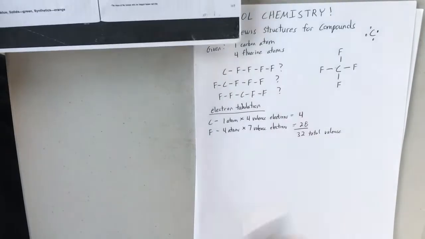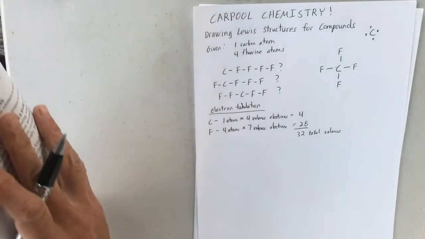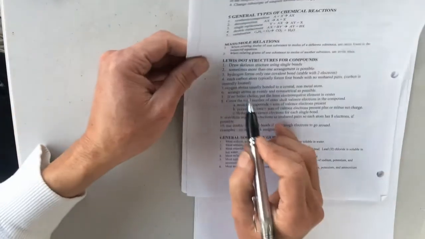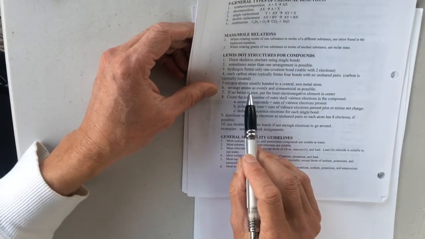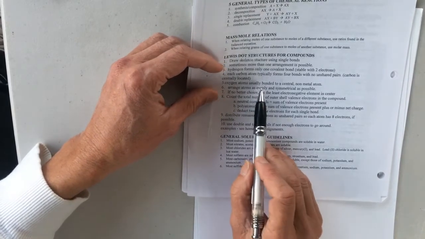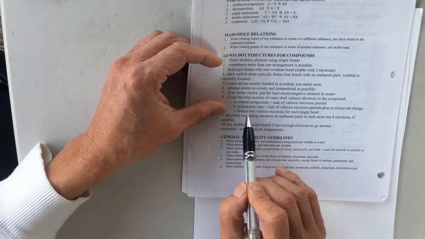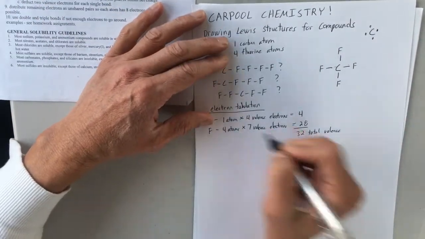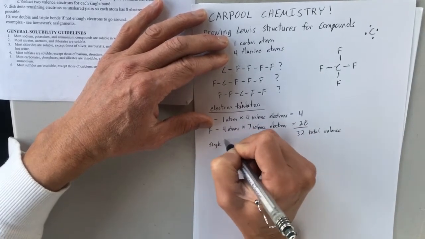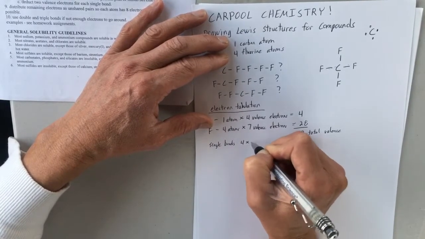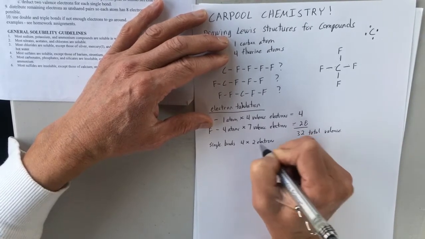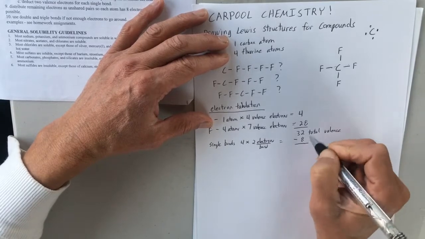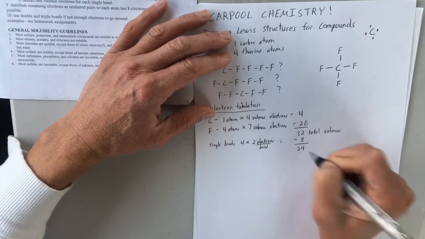Well, let's take it a step further. We have 32 valence electrons, and of those 32, we need to account for the fact that each of these bonds requires 2 electrons. So, like it says right over here, deduct 2 valence electrons for each single bond. We have 1, 2, 3, 4 single bonds, so 4 single bonds times 2 electrons per bond. That means out of these 32, we have to deduct 8 for those bonds that we just made. So 32 minus 8 leaves us 24 valence electrons.